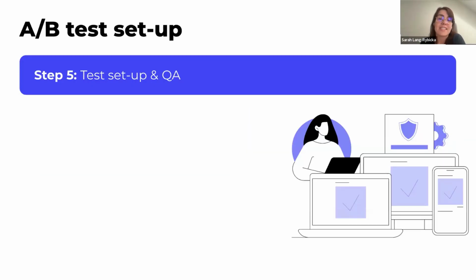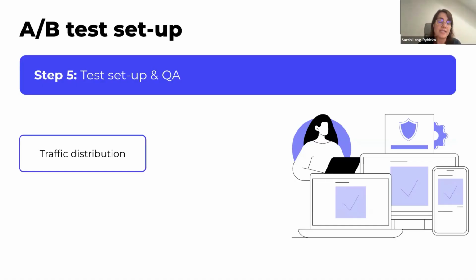All right, step 5. Step 5 is all about the test setup and quality assurance, because before you start your test, it's critical to check that everything works as expected. This ensures that you get the data you need and you don't waste time on setup errors. So let's take a look at a few things that you should do before launching your test.